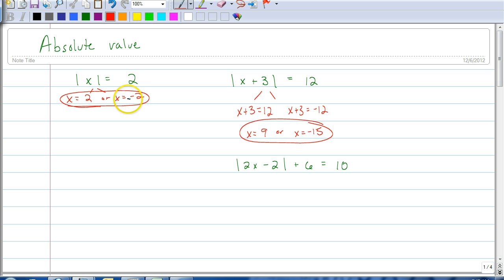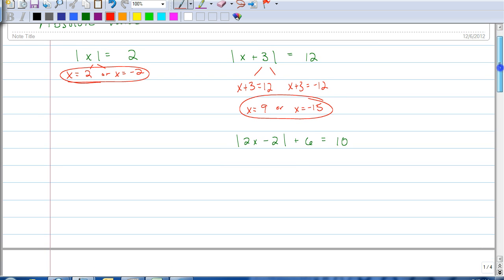Now, if you notice with both of these, the absolute value on the left is all by itself. There's nothing hanging around outside the absolute value. If you ever have a tag-along outside the absolute value, we need to get rid of it before we break it up into our 2 equations. So I need to get rid of the 6 before I can do anything. So I'm going to subtract 6 from both sides. When I do that, I still have the absolute value of 2x minus 2, but 10 minus 6 is 4.